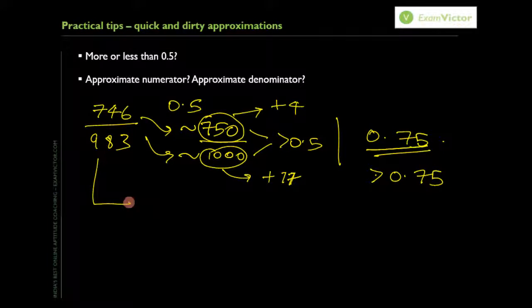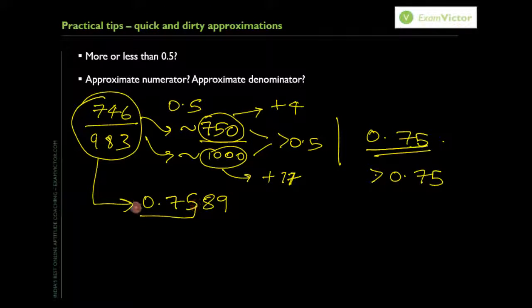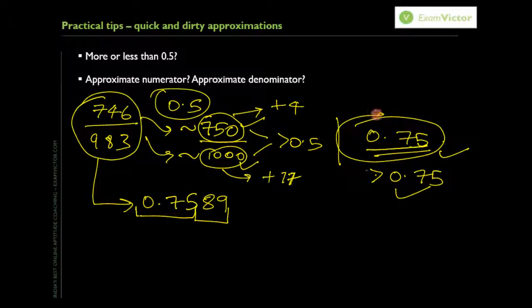Now let's put it to the calculator and see what we actually get. The value of this fraction, if I punch it in, comes out to be 0.7589. So the first thing is our approximation is really good because the first two digits are the same. Second, it's slightly more than 0.75, so this is also correct. This is another example of us following the same steps. First check where it lies with respect to half. Second, keep track of how much you increase the numerator and how much you increase the denominator. From that you should be able to estimate if your final answer is going to be slightly less or slightly more than the actual value.